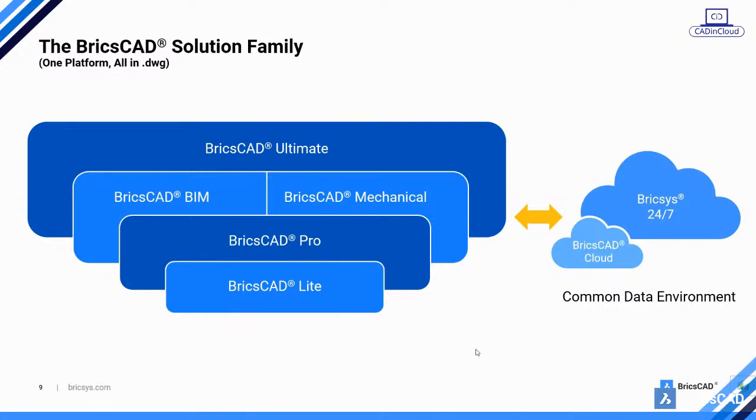And then at the end of the day, if you want all the functionalities, meaning you want both BIM and mechanical, some companies might want to go for this if they do both construction and manufacturing. So that's pretty useful. They might want to go for Ultimate, meaning you get all the functionalities of the ones included inside. And everything is in one platform, all in DWG as well.